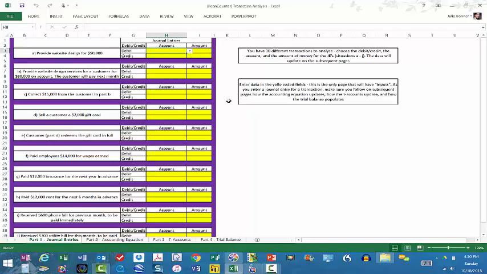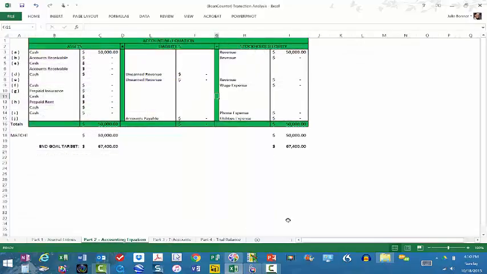So since we have provided website design and we've gotten money for that, we are going to debit cash. So our debit would be cash, and we have provided this website design. So we've actually provided the service, so the credit is to revenue. And again, this is for $50,000. All right, now, once we've entered that, let's take a look at part 2 for the accounting equation.